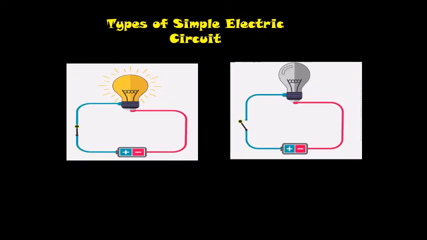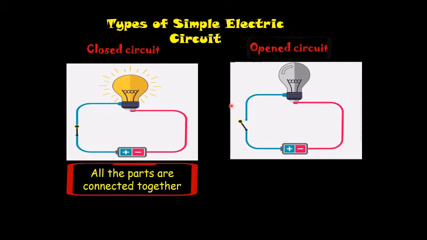Can you observe these two pictures? What is the difference between them? Here you can see that the lamp is lightening, while here it is not. Why is the lamp here lightening? Because, as you see, the circuit is closed. So there's a flow of electrons in a closed circuit. While here the circuit is opened. So we have two types of simple circuit: closed circuit and open circuit.